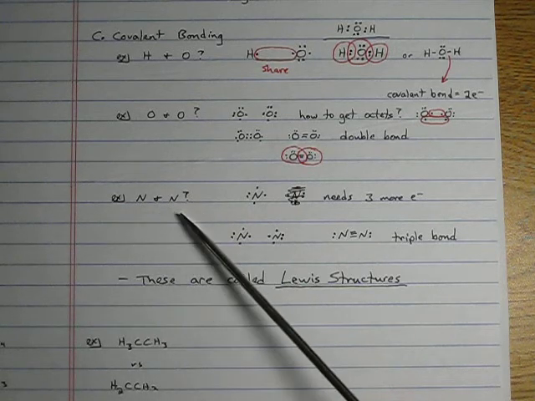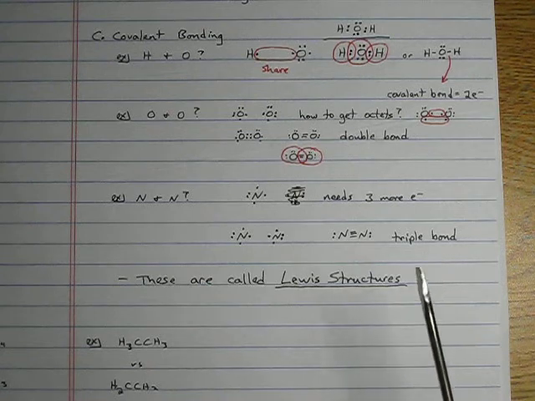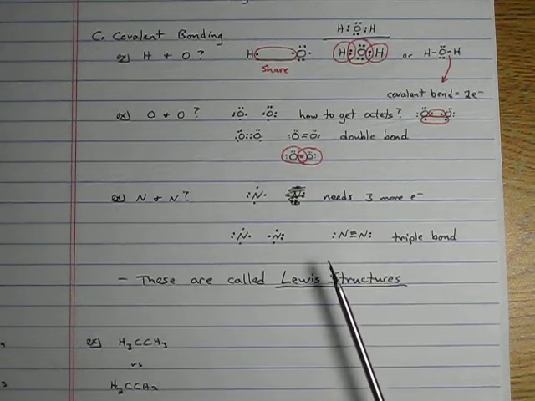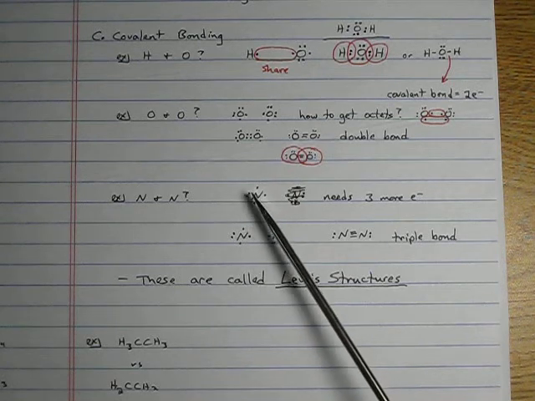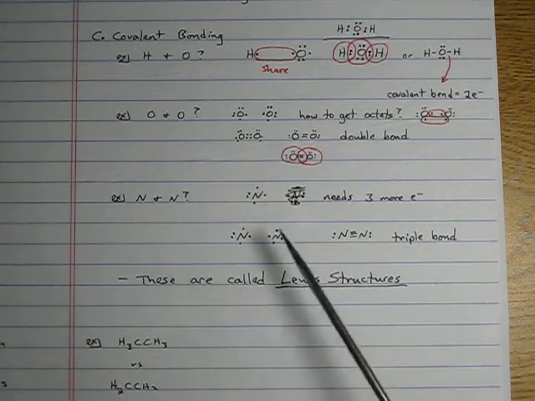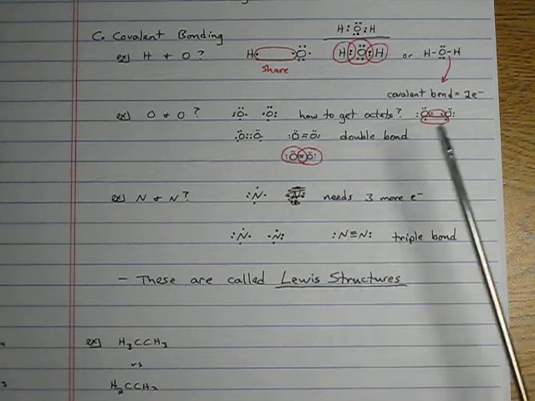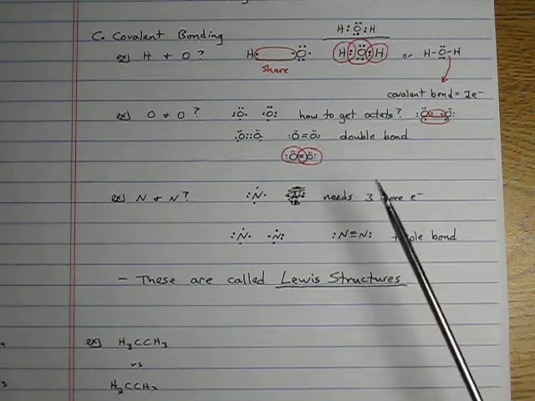If we have two nitrogens, what is going to happen here? Well, nitrogen has 5 valence electrons, 1, 2, 3, 4, 5. How are we going to get 8 valence electrons through sharing between two nitrogens?